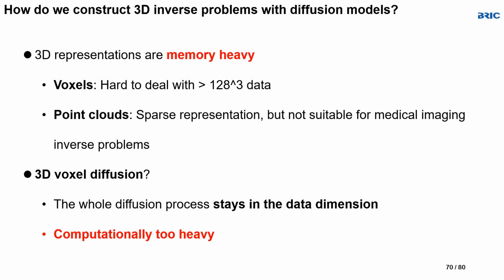Well then, can we use 3D voxel diffusion? The answer is absolutely not, since the diffusion model is already computationally too heavy with 2D diffusion, and our tiny GPUs would not be able to handle such memory.